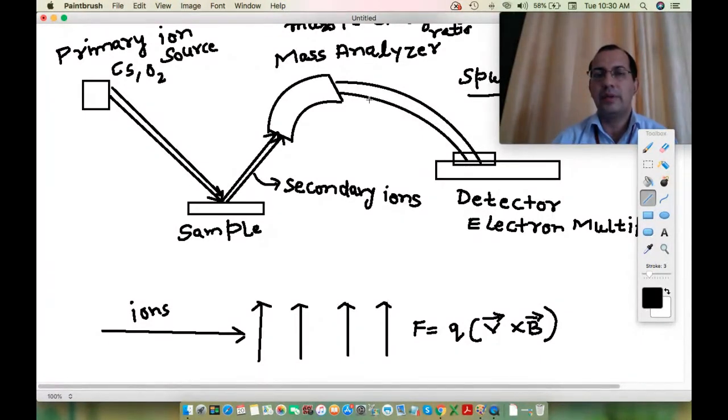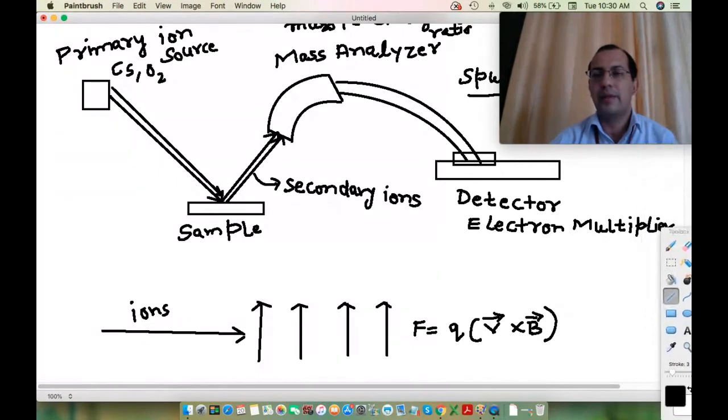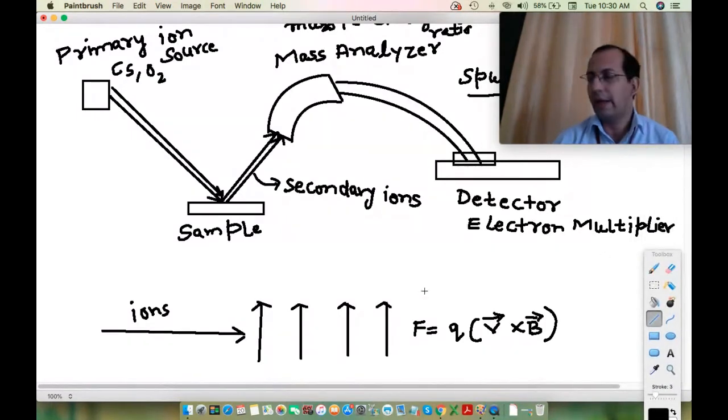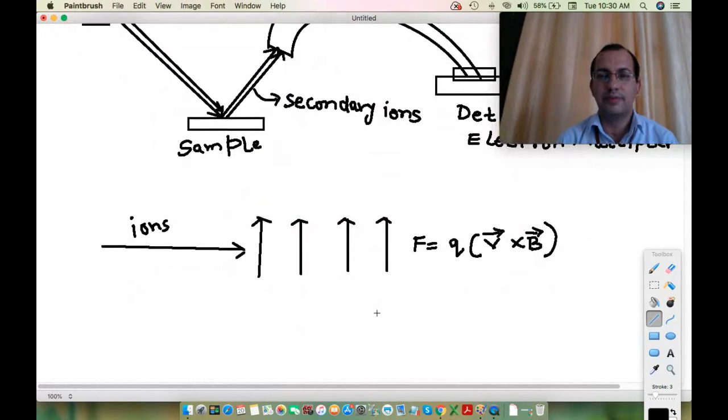If you have a heavy ion, it will be affected differently. If you have a light ion, then it will be affected differently. When they go to the detector, if you have a multiplier, then you would have many possibilities.